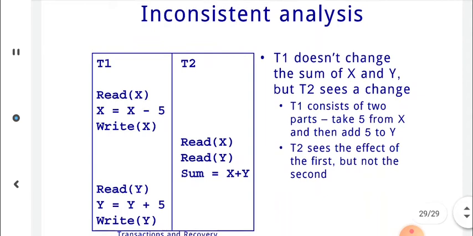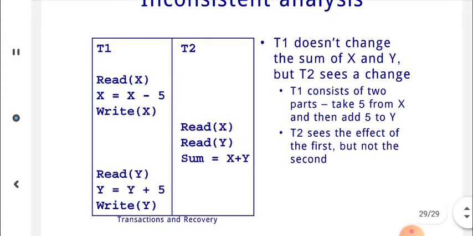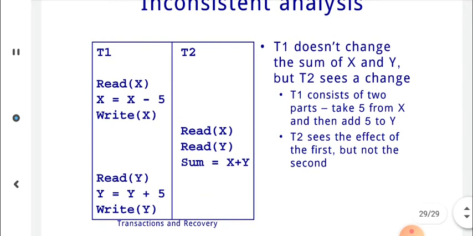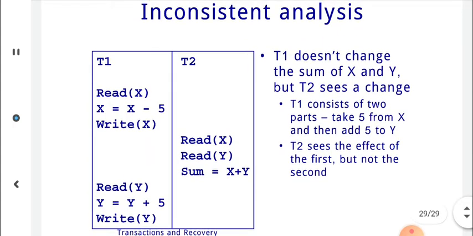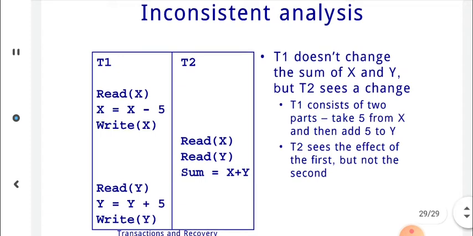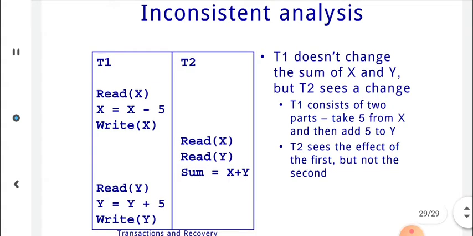Inconsistent analysis, you see the scenario. Here we have two transactions, T1 and T2. In T1 I read X, subtract and write, that's fine. I still did not commit, please remember. Then in T2 I read X, read Y, a different value, and sum equals X plus Y. But I also read Y in T1, add 5 and write. T1 does not change the sum of X plus Y, of course not, but T2 sees a change. Why? Because you already wrote it.